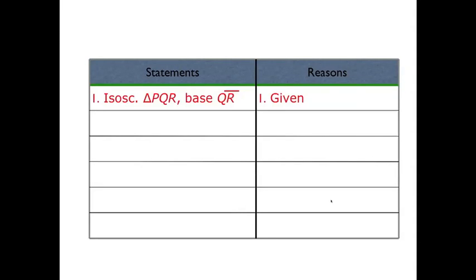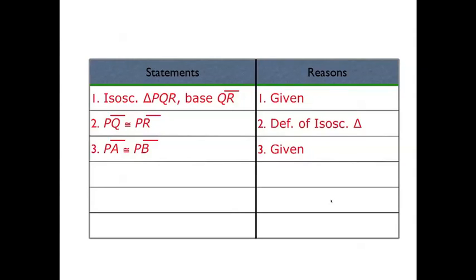So here's the proof. We start with isosceles triangle PQR and base QR. That was given to us. So we talk about which sides are congruent from the isosceles triangle, PQ and PR. That's by the definition of an isosceles triangle. Simple enough there. Now, PA and PB were also given to us as congruent. So now we've used all of our given and the definition of the isosceles triangle. So we've got two sets of sides that are congruent.